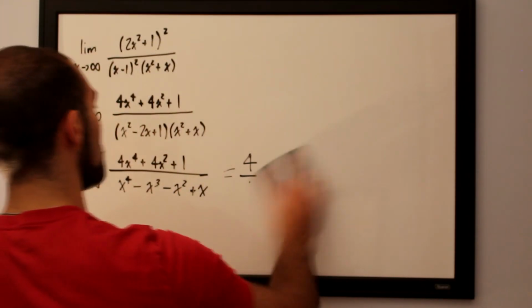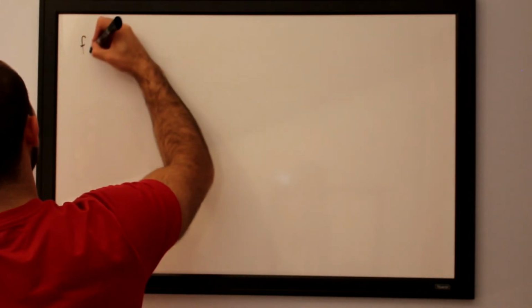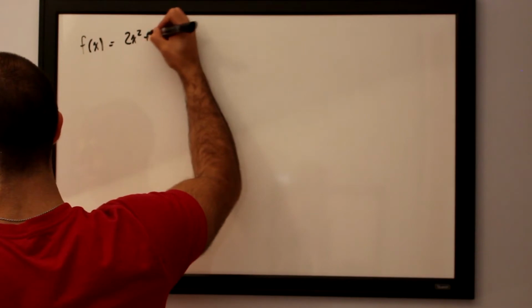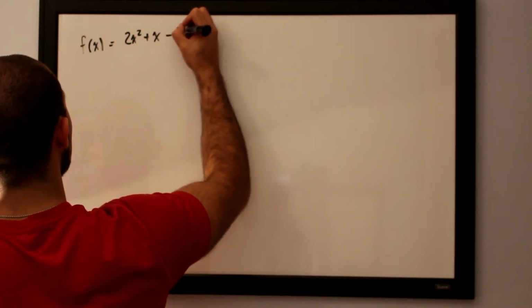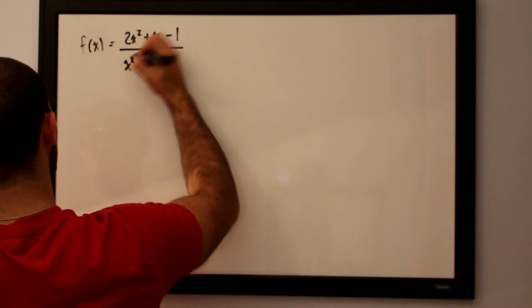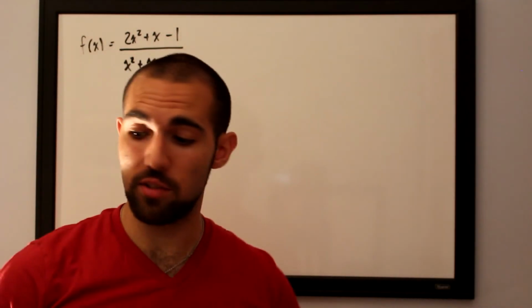So, we got two more questions. These are going to be relatively simple. It's going to be asking for horizontal and vertical asymptotes of certain functions, which is going to be needed later on for function graphing, which is going to be after you learn the concepts of derivatives and all that fun stuff. Say we have the function f of x is equal to 2x squared plus x minus 1 over x squared plus x minus 2. Let's find the vertical asymptotes first.